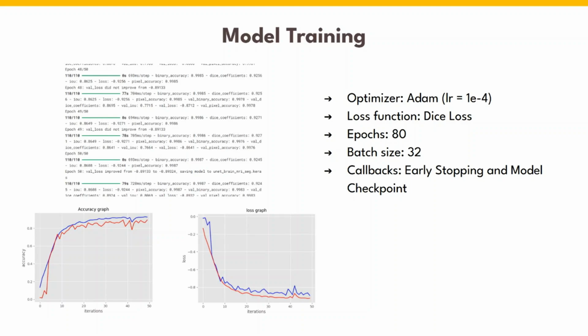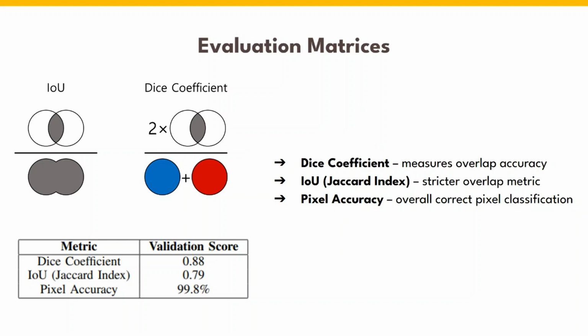We used early stopping to halt training if validation loss didn't improve, and model checkpoint to save the best model during training. So we use these parameters to evaluate our model. First of all is the dice coefficient, second is IOU, and the pixel accuracy.